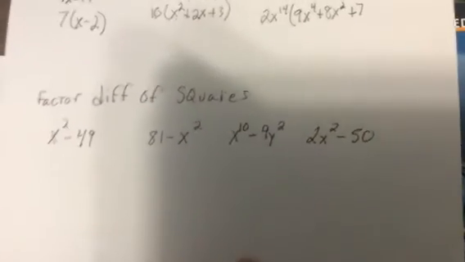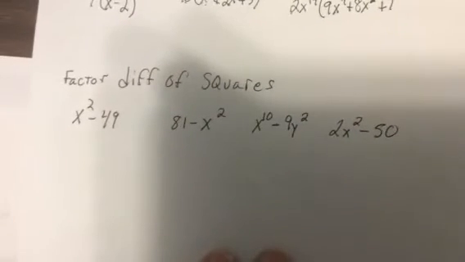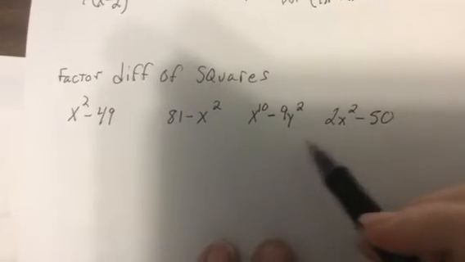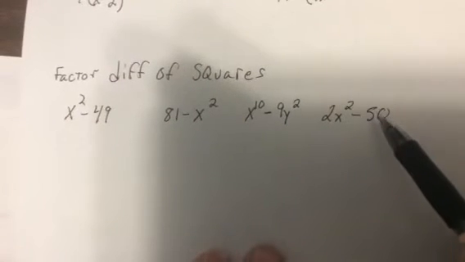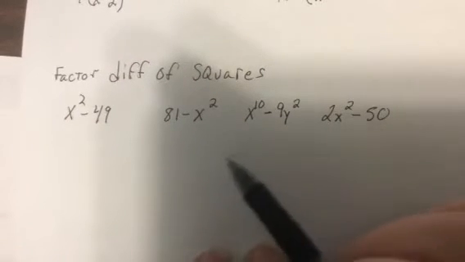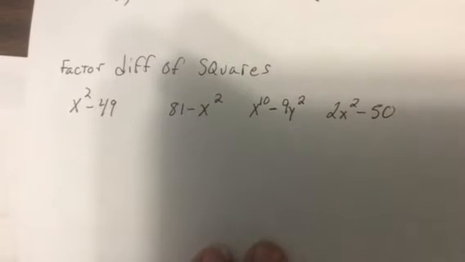Okay, the last thing we have here is factoring difference of squares. That's when you have two terms. Now this one you have to do GCF and difference of squares. But do those four right now, turn me off, and then turn it back on.